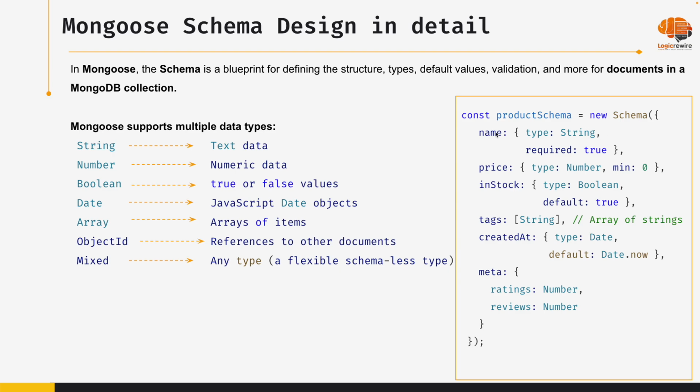Okay, so you can see name has type string, price has type number, and inStock has type boolean. So name only takes string data, and price only takes number data. If you send string data as a price, it will return an error to you. So all these data types are there.